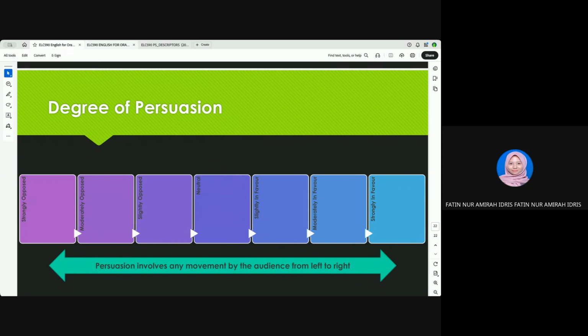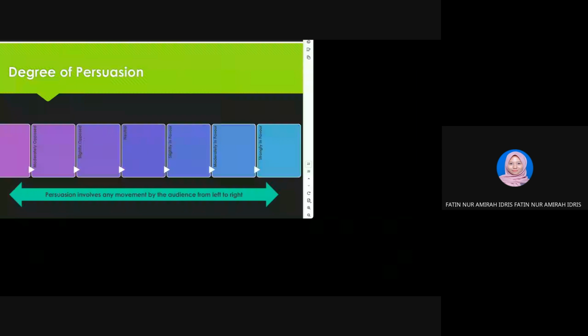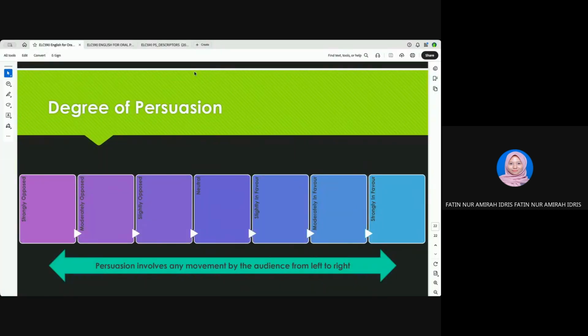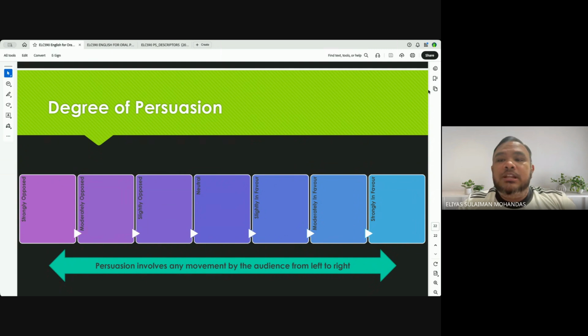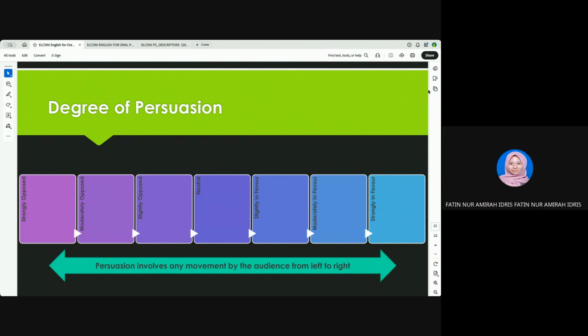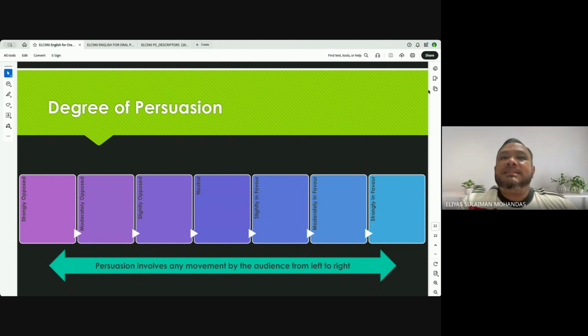Sir, after the speech, will there be a Q&A session? There'll be no Q&A. Don't worry. Your job is just to deliver the speech. Is the timing 7 minutes minimum or maximum? 7 minutes is the maximum.